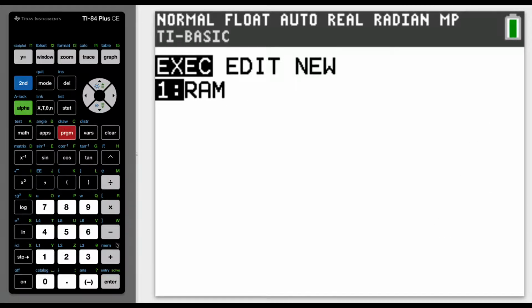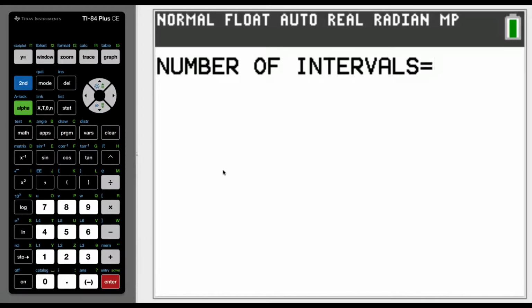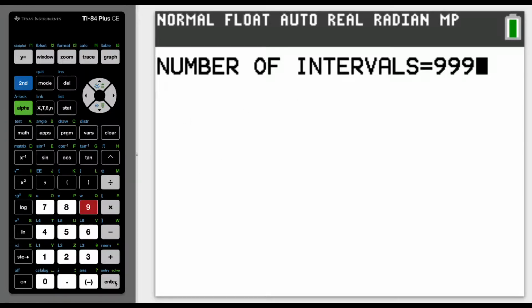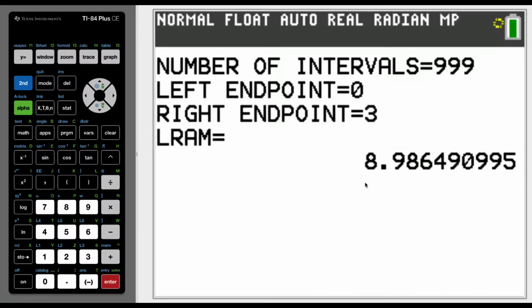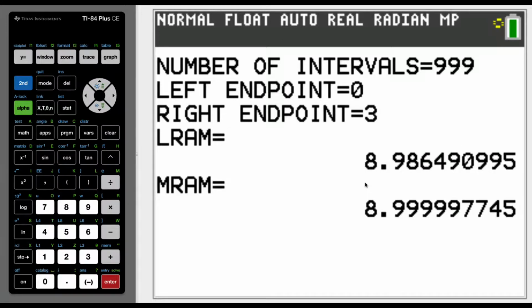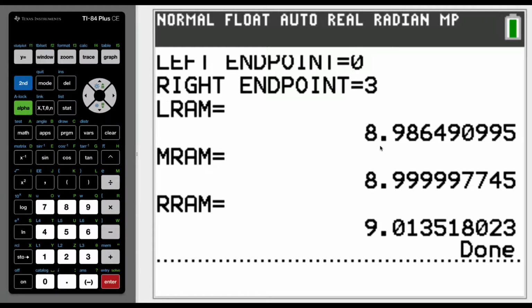Now if I go back into my program and I choose that one again, and we did 1,000 intervals, the program won't actually let you go up to 1,000, but I can do 999 intervals. The left endpoint was at 0, the right endpoint was at 3, and again, it'll pretty quickly spit out each one of those approximations. So the left approximation, about 8.98, the right approximation, 9.01. In the middle, again, we can see that our middle approximation is right about 9. Now, in class, I will give each one of you this program so that you have it on your calculator to make doing all of these calculations much quicker and much easier to deal with.